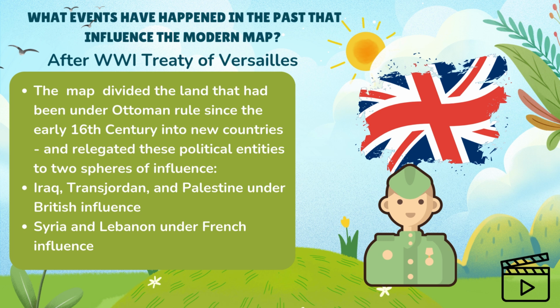Okay, so after World War I with the Treaty of Versailles, the map was divided, and the land was under the Ottoman Empire's rule, as it had been since the 16th century. So there were new countries that were brought in and regulated under these political entities. There were two spheres of influence: one of them became Iraq, Transjordan, and Palestine under British influence, and Syria and Lebanon under French influence.